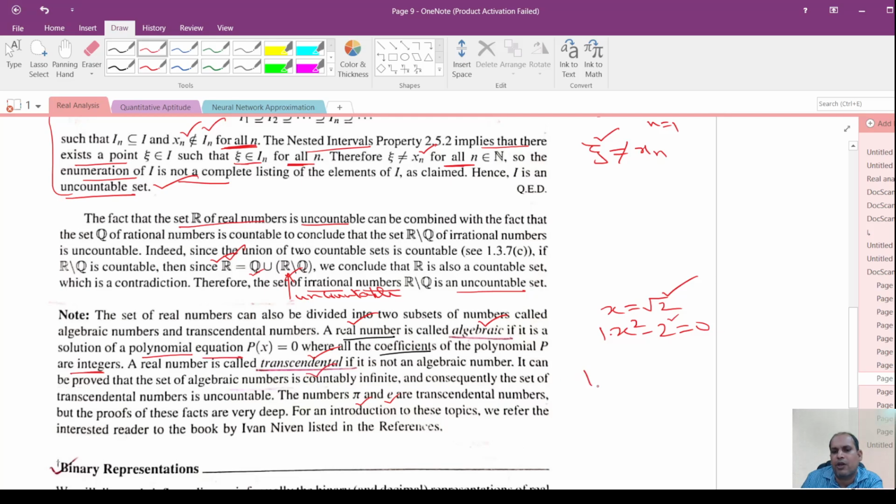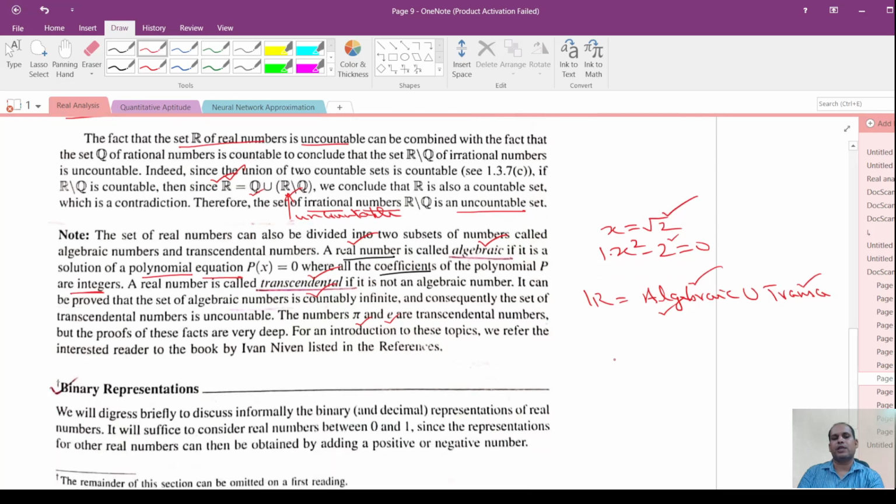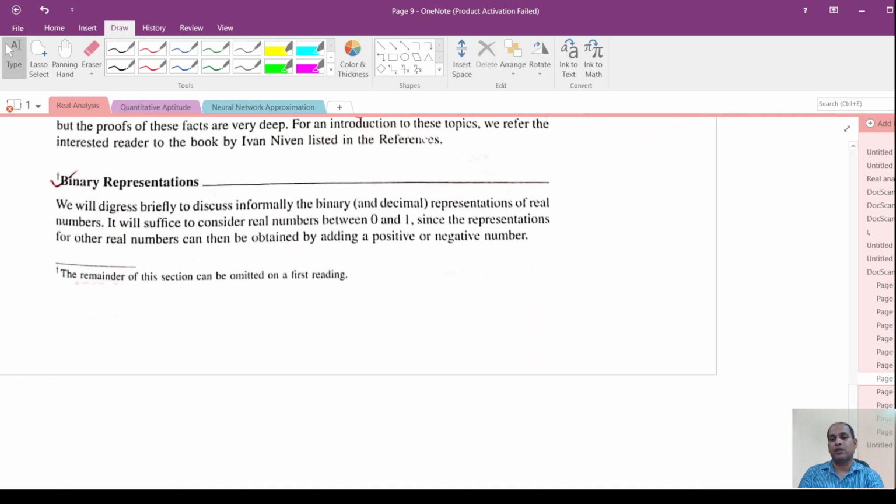So, real numbers can be classified as the union of the set of algebraic numbers and transcendental numbers. Again, I am not going to discuss the proof here, but the set of algebraic numbers has been proved to be countable, whereas the set of transcendental numbers is uncountable. So, this is another way of looking at the real numbers, into rational, irrational as well as into algebraic and transcendental numbers.